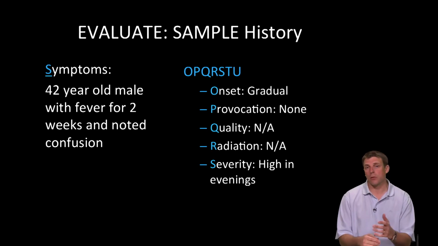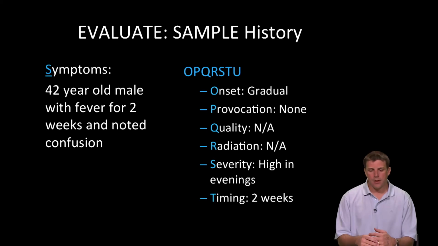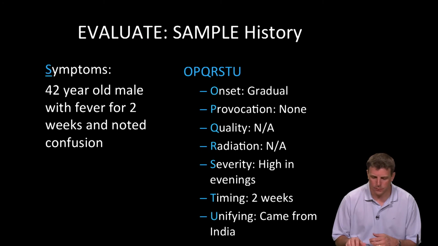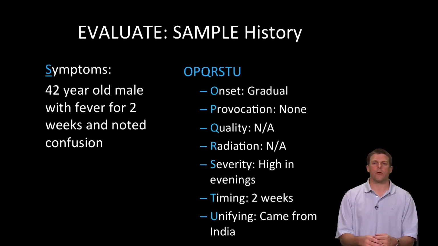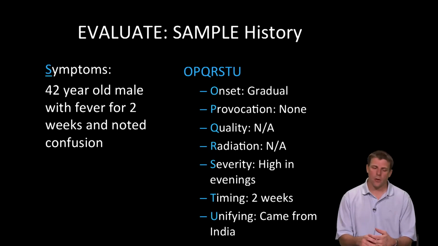In this case, 38.8, as we noticed, which can be quite high. And then T, the timing. Of course, we've learned the patient's had this symptom for 2 weeks now. And U, a unifying component of the history. So in this case, the patient just came from India. So perhaps that piece of information has some contribution to developing a sense for what potential items should be in our differential diagnosis.